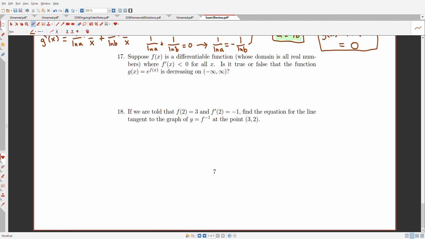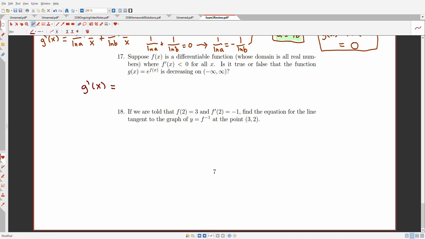Okay, just 2 more questions. See if I have enough room here. 17 says, suppose f of x is differentiable and its domain is all real numbers, and suppose its derivative is negative. Is it true or false that this new function, g of x, defined to be e to the f of x, is decreasing? Well, a calculus way of answering this is to just take a derivative of g of x.